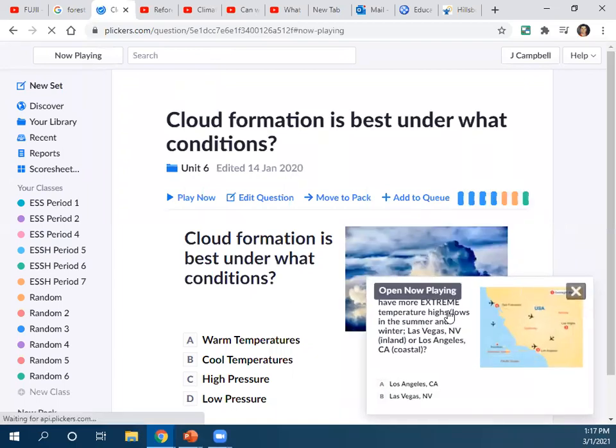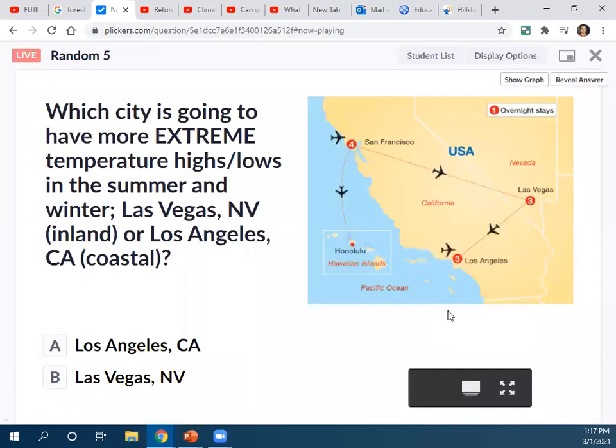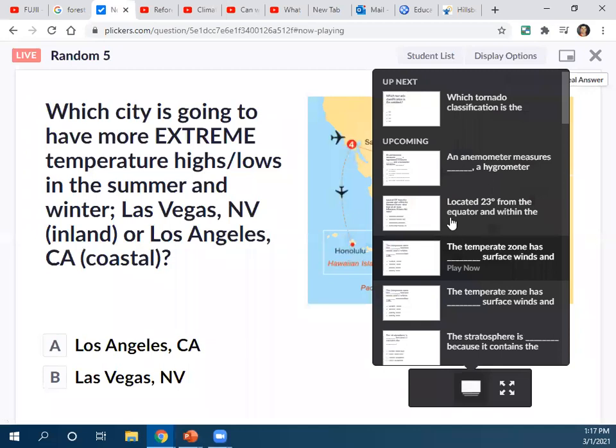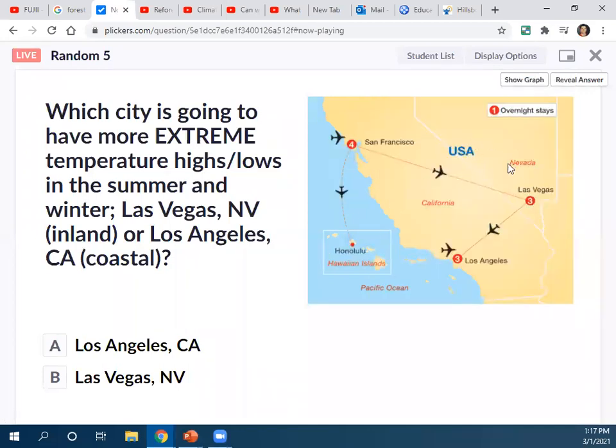All right, so think about this. What heats up and changes temperature faster, solids or liquids? Solids, right? So with that in mind, what city is going to have more temperature extremes? That means hotter days and colder nights. Is it going to be Las Vegas, Nevada, letter B, that's surrounded by land, or Los Angeles, California, letter A, next to water?